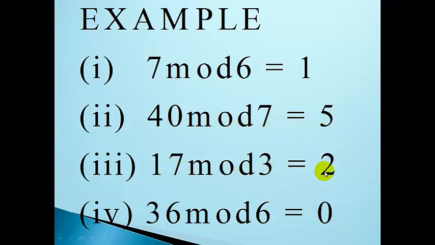17 mod 3 is equal to 2. This is because we have 5 groups of 3 in 17 and the 5 groups of 3 in 17 will be 15. So we can see that the remainder is 2. That is why 17 mod 3 is equal to 2. 36 mod 6 is equal to 0. This is because we have 6 groups of 6 in 36 and 6 groups of 6 will give us 36, and so the remainder is equal to 0.